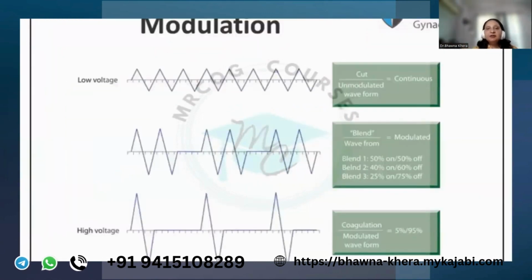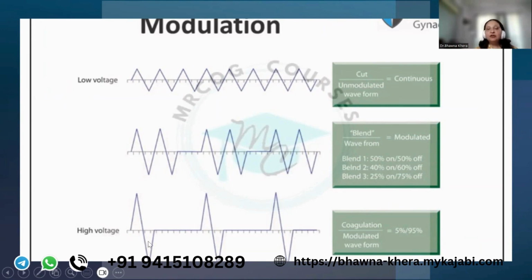So now what happens in the modulation, right? In modulation, there are two things we want to do: cut and coagulation, and sometimes we use the blend as well. So what is blend? It is when you are cutting, simultaneously you are coagulating as well. So cutting is only cutting. Now for cutting, you need a continuous energy. Because the energy is continuous, it has to be low voltage. Because if it is high voltage, more heat will be generated and will burn. We don't want that. We want a controlled thing. So low voltage and the unmodulated waveform is for the continuous, right? So this is very important to remember.